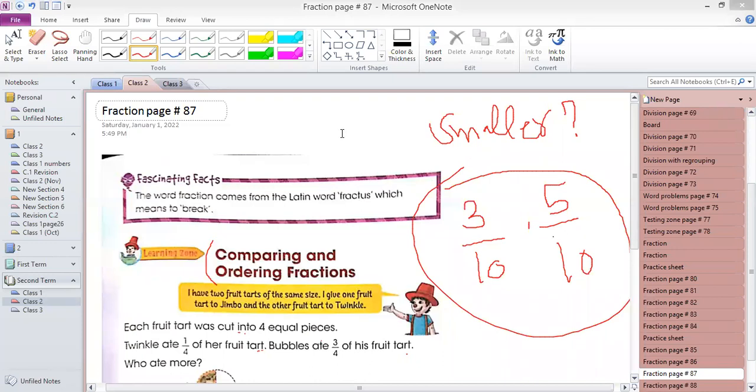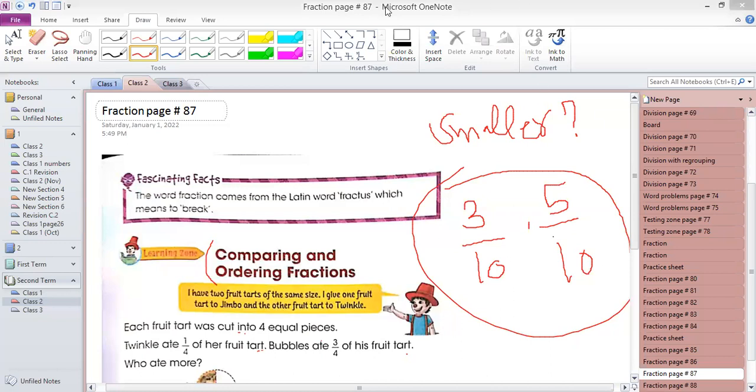Amjad Sayed, sir, which is the smaller fraction? 3/10 or 5/10? 3/10. Why 3/10? Because 3 is smaller than 5. Very good. That's a perfect answer. Thank you, guys.